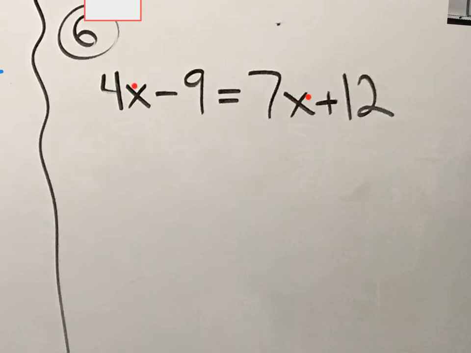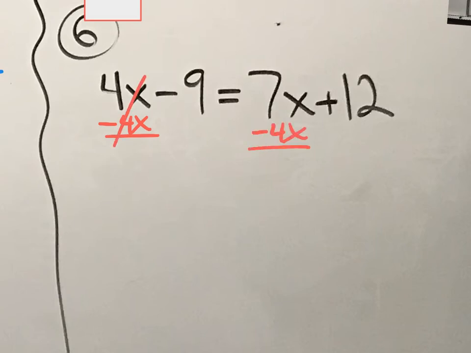We have x's on both sides, so let's get rid of one of the x's. You might say, I'm going to get rid of the 7x by doing a minus 7x and a minus 7x, but then you'd have a negative 3x over here. So maybe you don't want to do that. Maybe you want to get rid of the 4x and move it over there. So that'd be a good idea. Let's subtract 4x and subtract 4x.